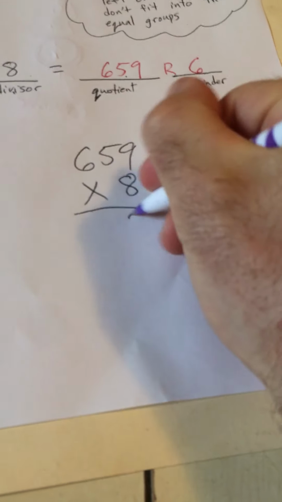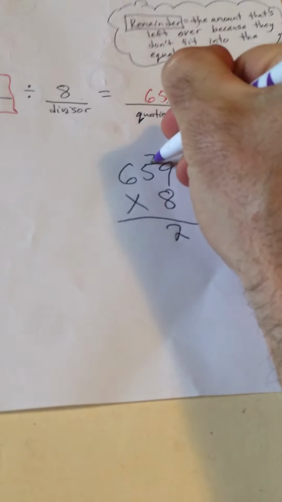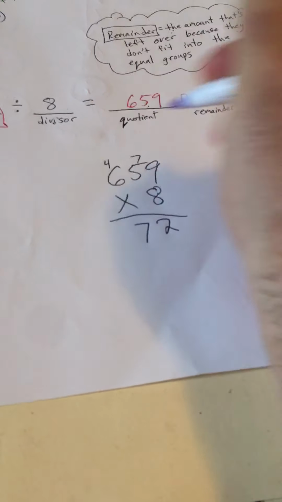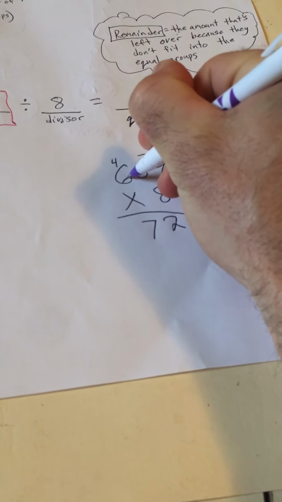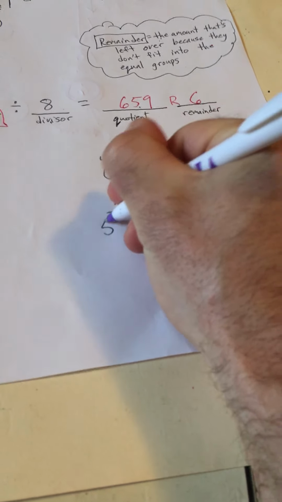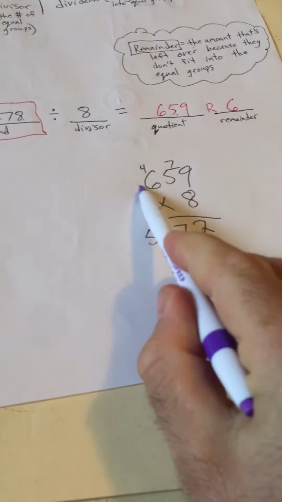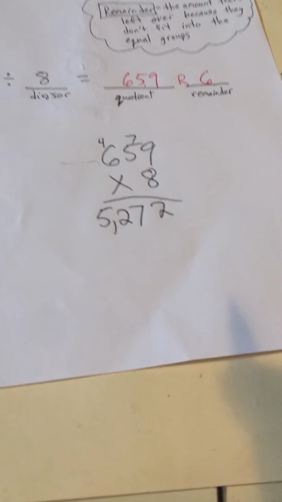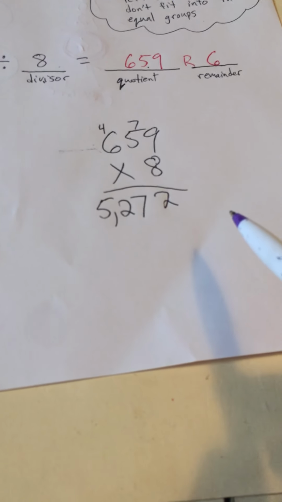So 8 times 9 is 72. 8 times 5 is 40, plus 7 is 47, carry the 40. 6 times 8 is 48, plus 4 is 52. And since there's no more numbers to multiply by here, we're just going to write the 52 there and put our comma. 5,272.